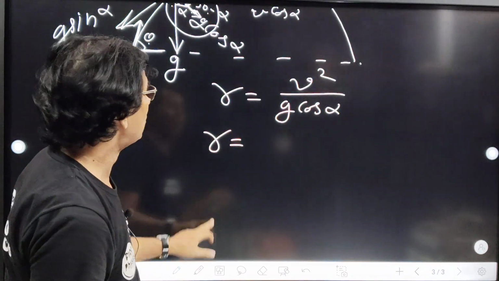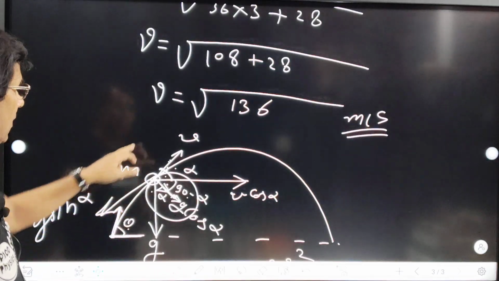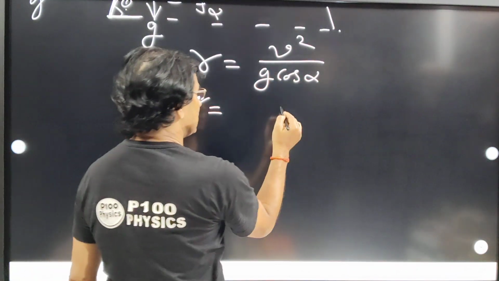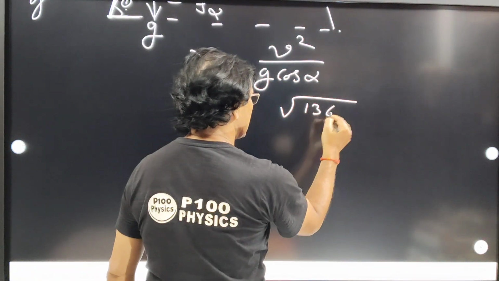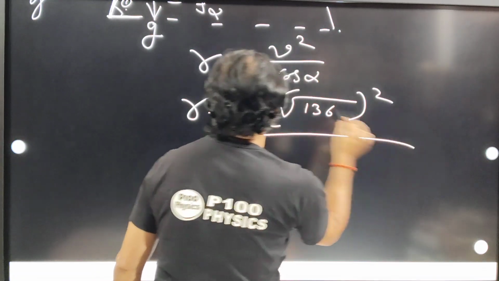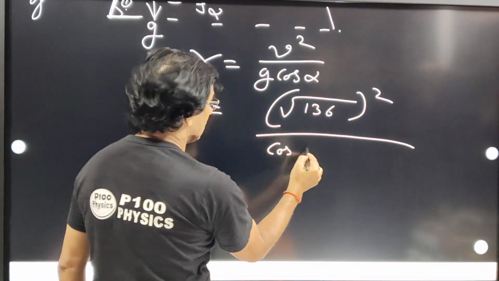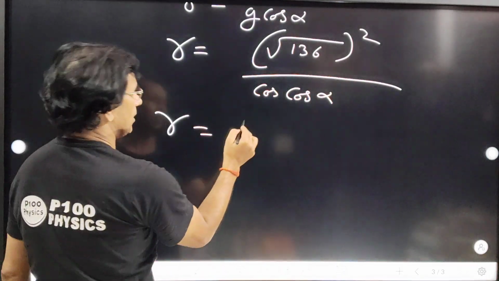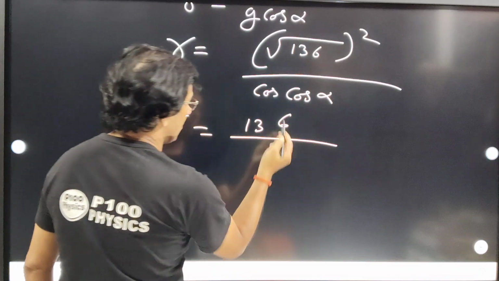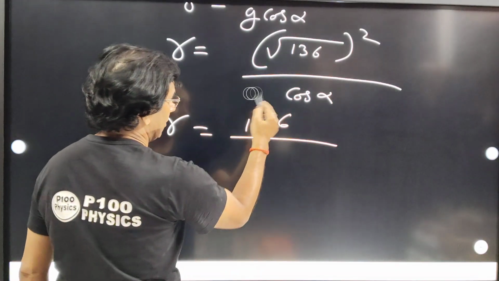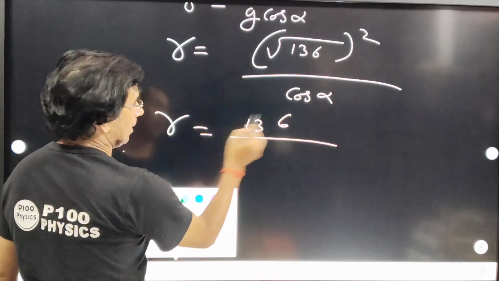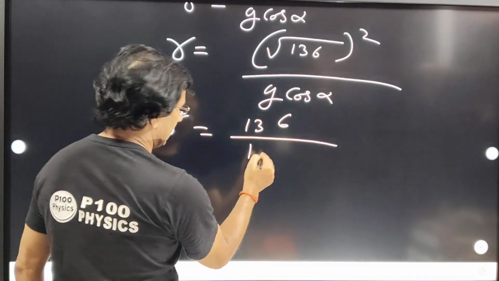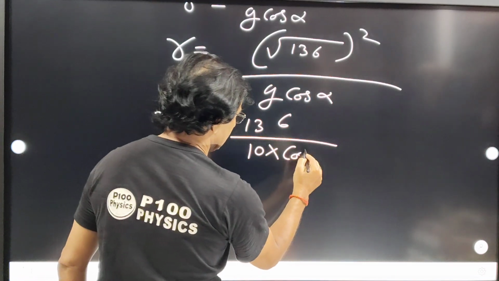Putting all the values now, since you know what the velocity is. Velocity is under root 136. So the square of this means 136 whole square upon g cos alpha. What is the radius of curvature? 136 upon g cos alpha. G is 10, and cos alpha.